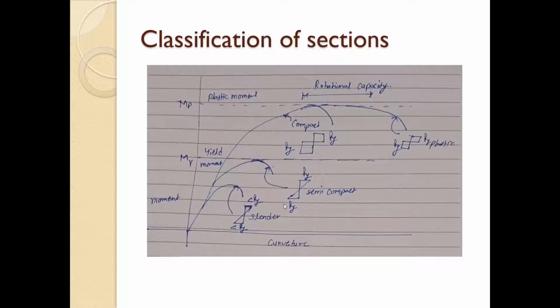So it is not able to develop a plastic moment of resistance. Extreme stresses can be reached up to Fy, but the local section is not yielded fully due to local buckling. And last is the slender section, as you can see over here. It is not able to develop even the yield stress at the extreme fiber because of local buckling. Such sections should be avoided.